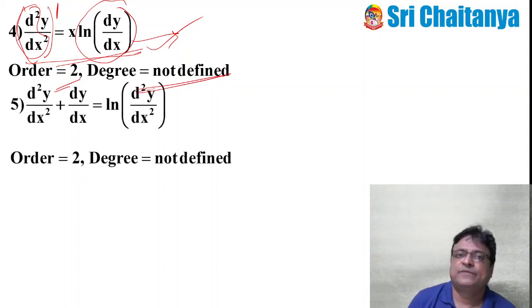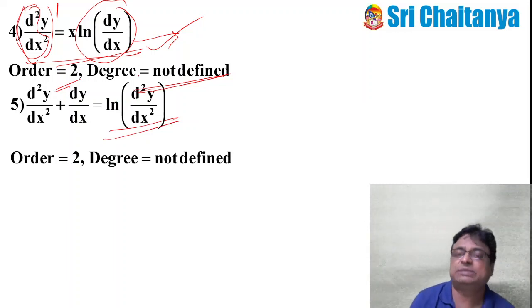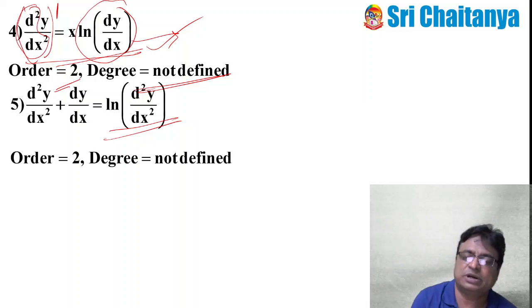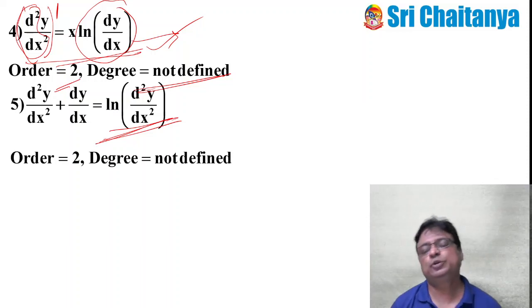Similarly, here the order is 2 and the degree is not defined. Suppose there is a possibility of the logarithm of d square y by dx square, and if I get that in the form of a polynomial in which d square y by dx square has whole power 6, then I can say that 2 is the order and 6 is the degree. Suppose d square y by dx square plus dy by dx whole power 4 is there, then 2 becomes the order and 4 becomes the degree. But here it is not possible to express this as a polynomial of differential coefficients. So the degree is not defined, whereas the order is 2 only.